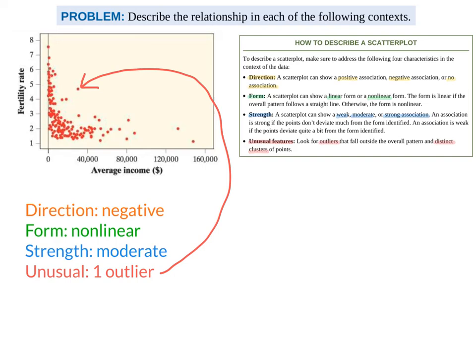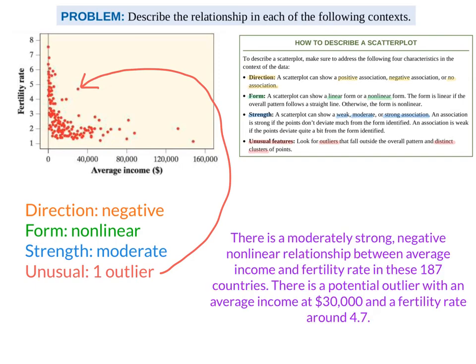So let's put that into a couple of sentences. So here's one way to phrase it. There's a moderately strong negative nonlinear relationship between the average income and fertility rate in these 187 countries. There's a potential outlier with an average income of about $30,000 and a fertility rate around 4.7.